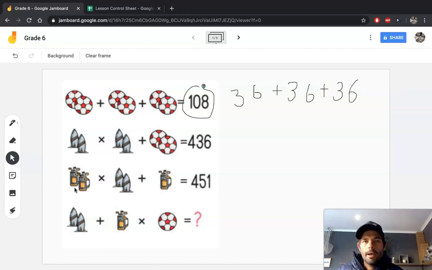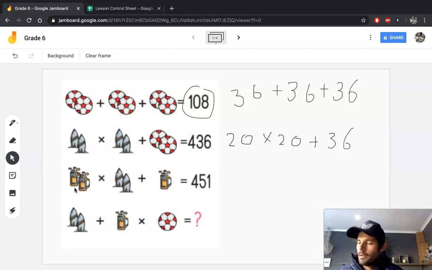Okay, then below that, we got to add 36. So what plus 36 is going to give me 436, and that's 400. So 2 surfboards multiplied by 2 surfboards needs to give you 400. So that would be 20 multiplied by 20 gives you 400. And then add the 36.